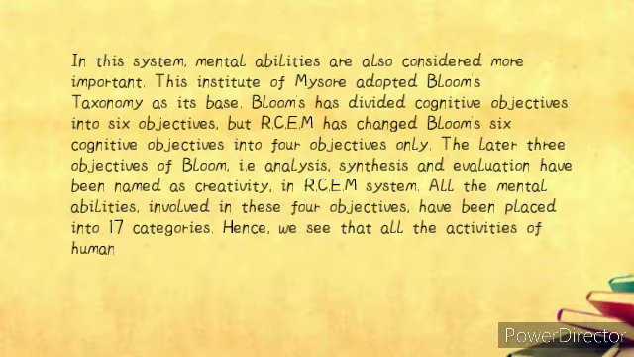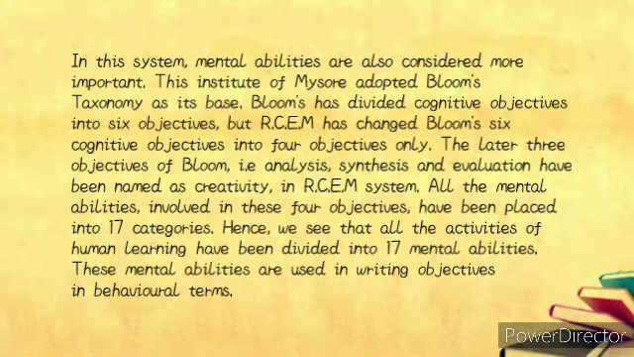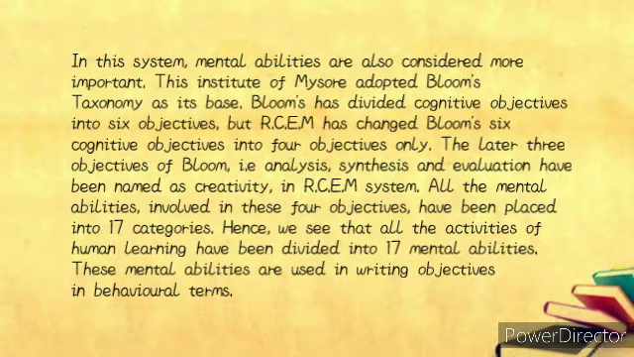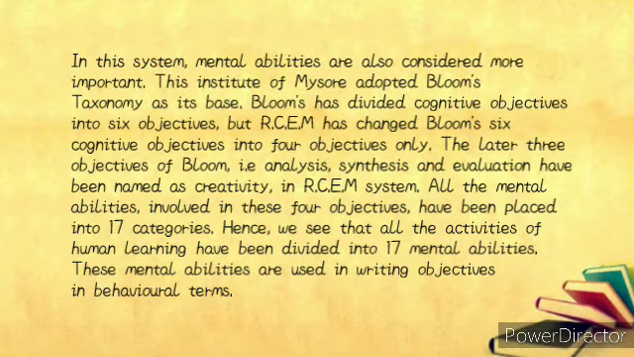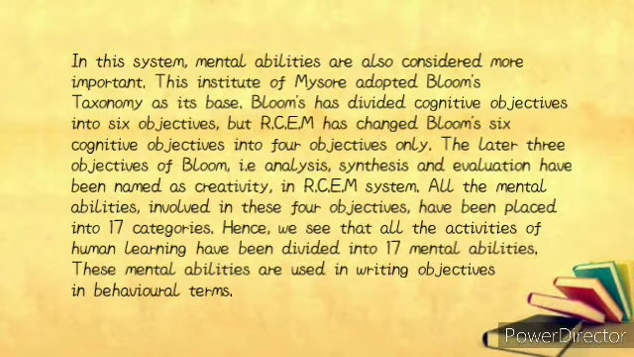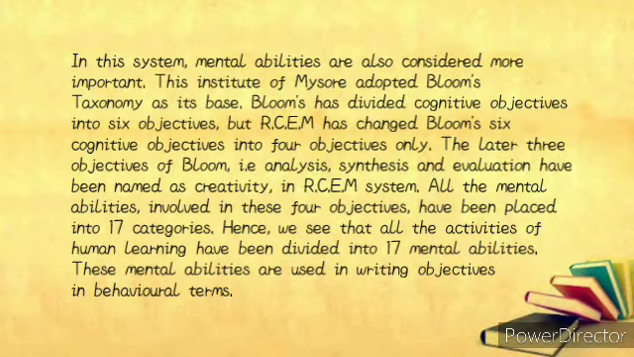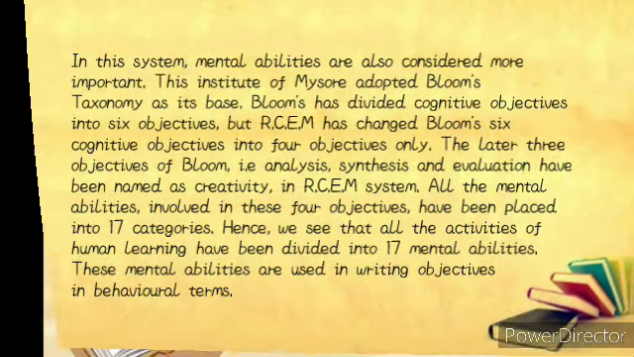This institute of Mysore adopted Bloom's taxonomy as its base. Bloom has divided cognitive objectives into 6 objectives, but R.C.E.M has changed Bloom's 6 cognitive objectives into 4 objectives only. The latter 3 objectives of Bloom, such as analysis, synthesis, and evaluation, have been named as creativity in the R.C.E.M system. All the mental abilities involved in these 4 objectives have been placed into 17 categories. Hence, we see that all the activities of human learning have been divided into 17 mental abilities. These mental abilities are used in writing objectives in behavioral terms.